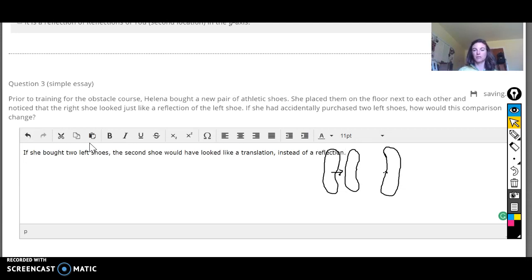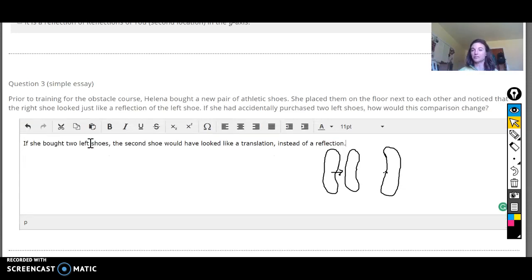reflection. Okay, so a translation is just when you take the exact same shape and you move it left, right, up, or down, diagonal, but it's the exact same shape. It hasn't been flipped over like a reflection has. Okay, I hope that makes sense.